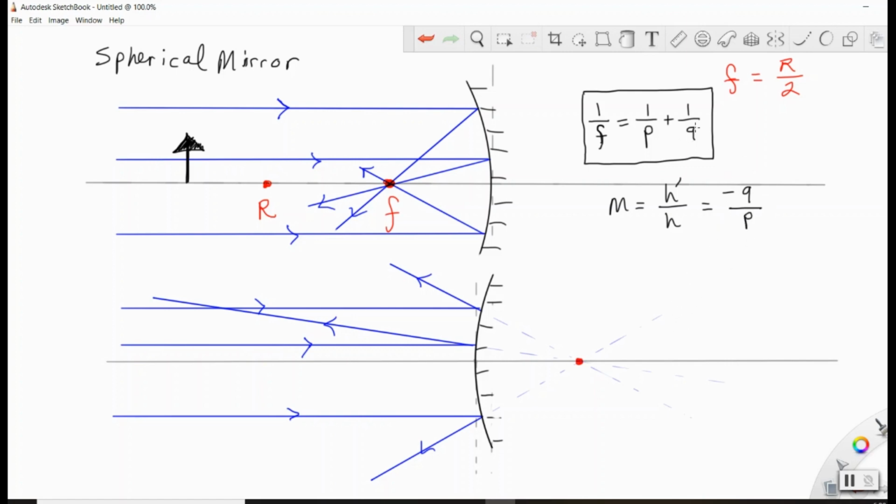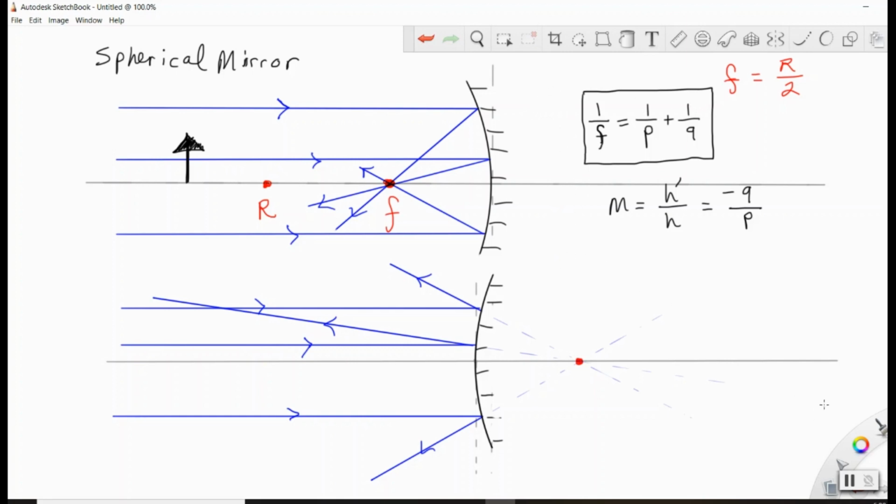Now recall from the last video that I said q is always positive when the image is formed where light goes, and it's always negative when the image is formed where light doesn't go. In the case of the lens, light goes through lenses, but in the case of the mirror, light actually does not go through the mirror. So if the image is formed on the same side as the object, we call that a positive image distance. And if it's formed on the other side, inside the mirror, essentially, we call that a negative image distance.